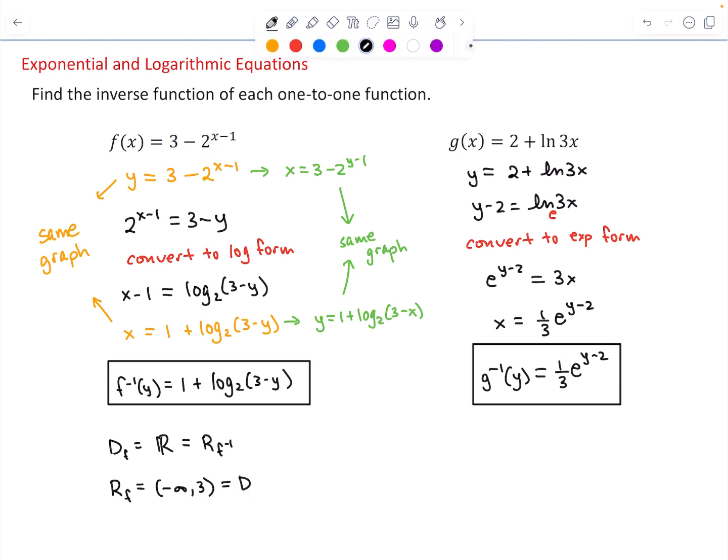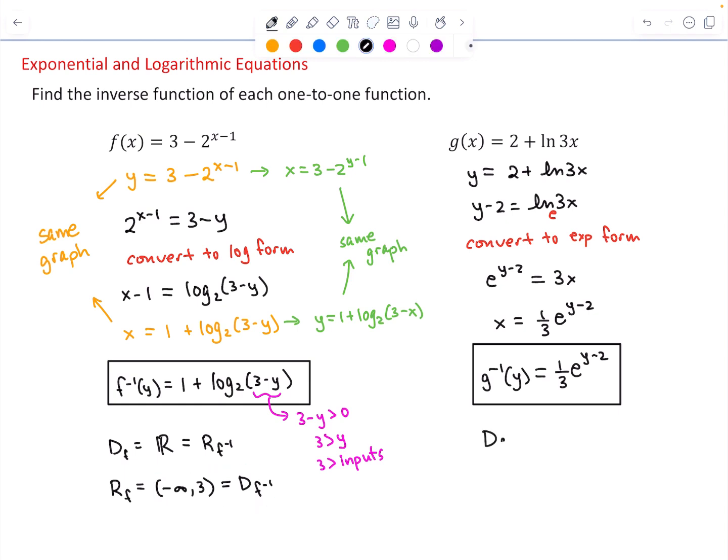Well, this will be equal to the domain of f inverse. Looking at f inverse, y is the input variable. There's a logarithm, its argument must be positive, so y itself must be less than 3. In the inverse function notation, y was an input. So the inputs of the inverse function must be less than 3, confirming that the domain of the inverse function must be numbers less than 3.